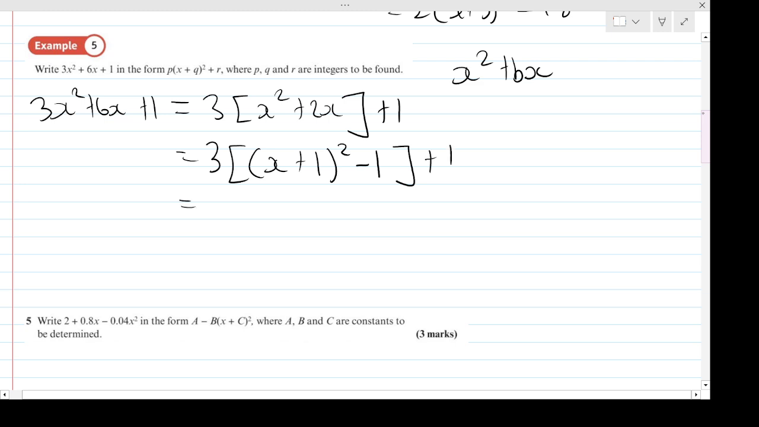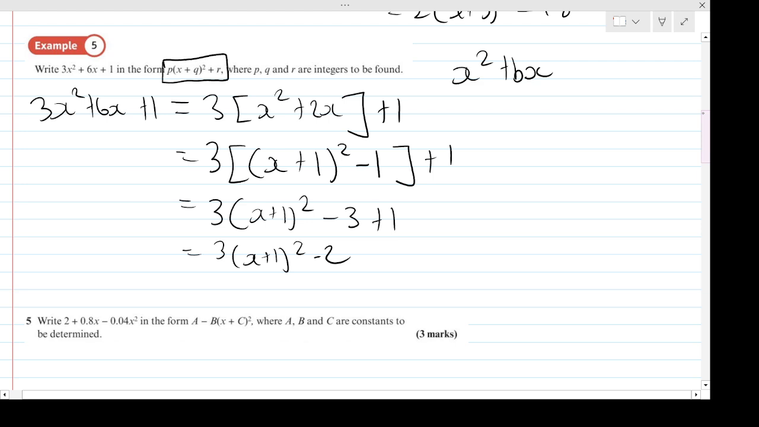Then I'm going to expand the brackets to get rid of it now. So we have 3, lots of x plus 1 squared. Then we have 3 times minus 1, that'd be minus 3, add 1. And I can simplify that a bit more because I have 2 numbers here. Minus 3 add 1 is minus 2. And there we are. And you can notice then we got our answer in this form here.